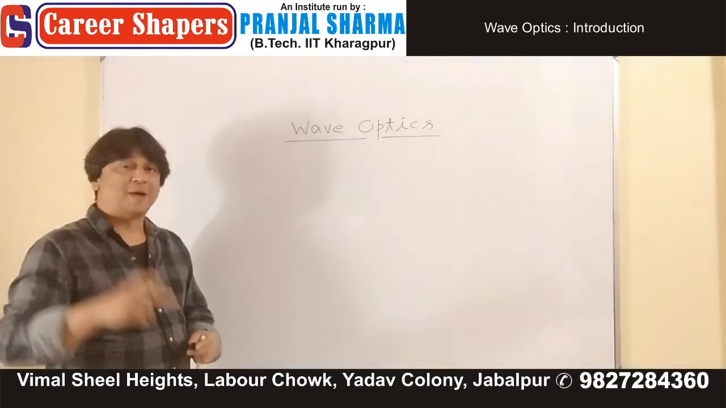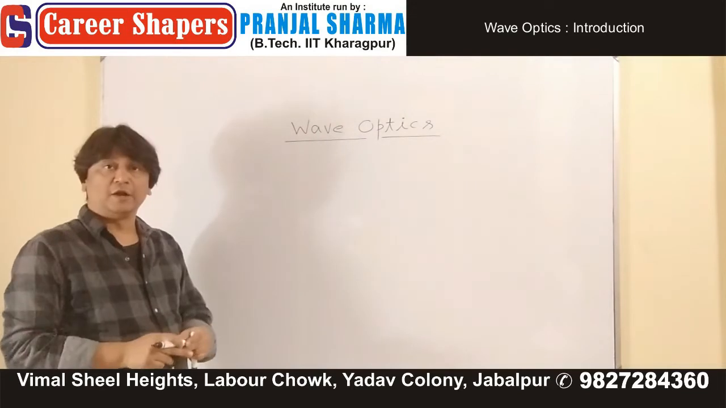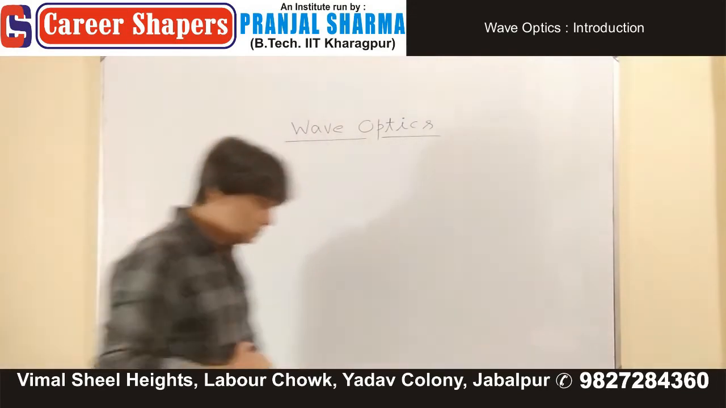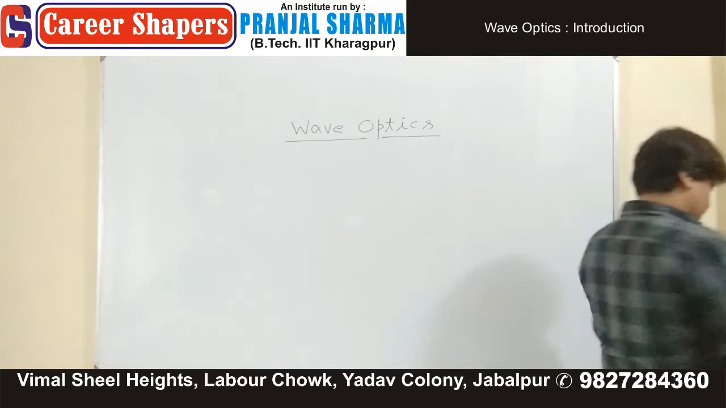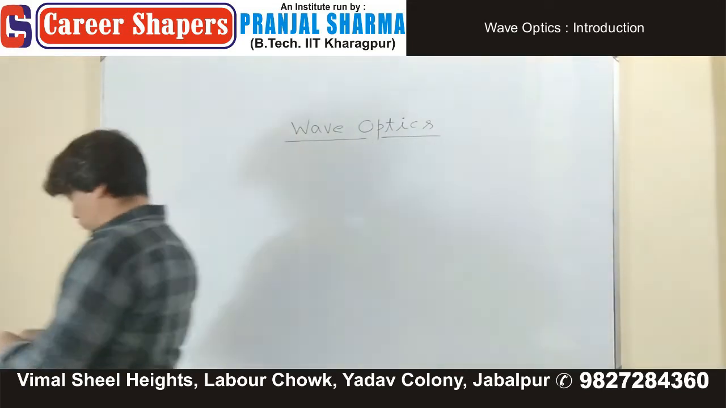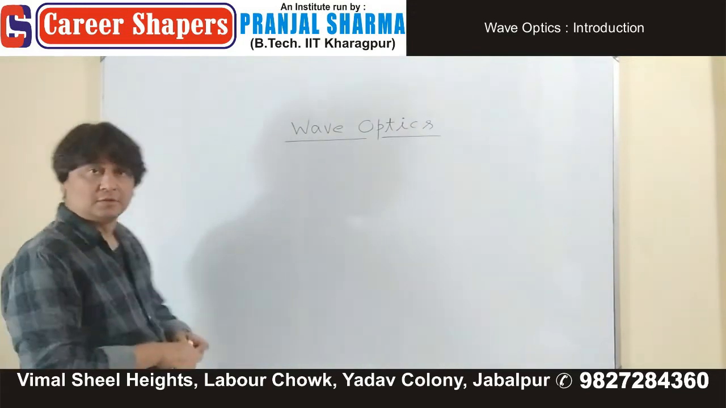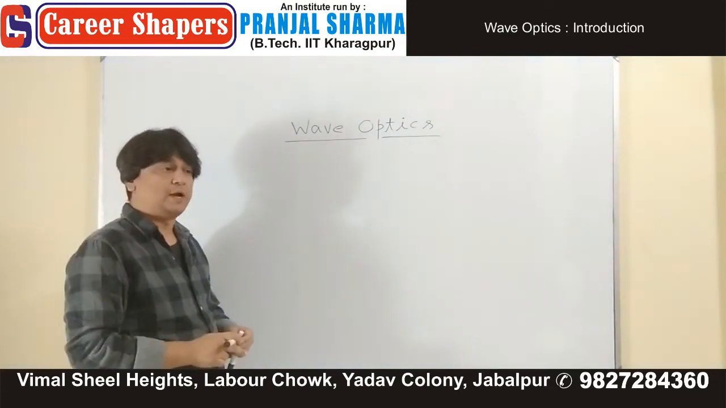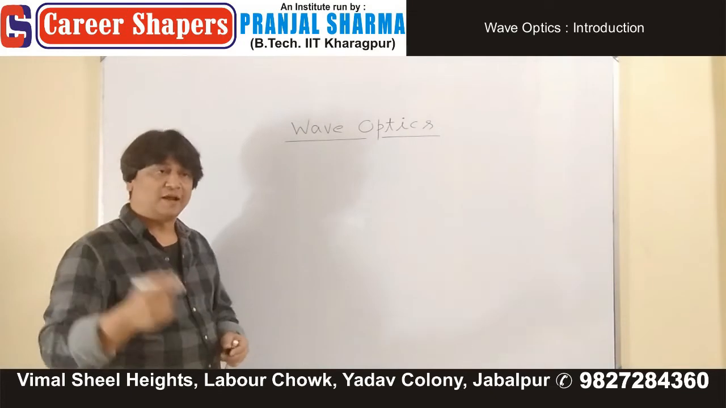Now, from electromagnetic waves, we already know that light is an electromagnetic wave, which means it has two components. One is electric field component and the other one is magnetic field component.